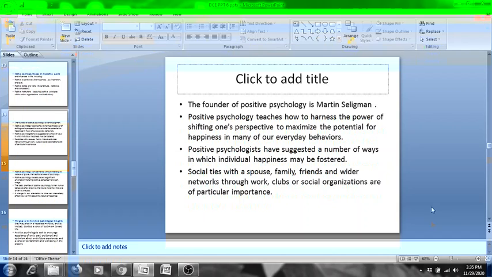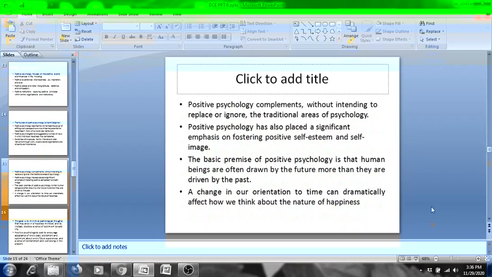Positive psychology teaches how to harness the power of shifting one's perspective to maximize the potential for happiness in many of our everyday behaviors. Positive psychologists have suggested a number of ways in which individual happiness may be fostered. Social ties with a spouse, family, friends, and wider network through work, clubs, or social organizations are of particular importance.